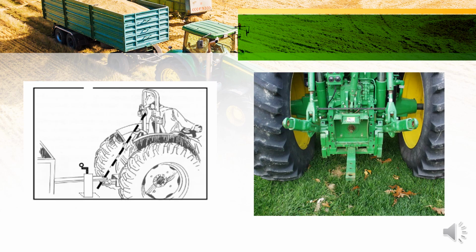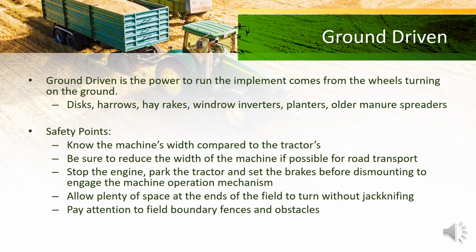So here is a diagram of somebody who is spotting to try to line up those holes. And again, here's a picture of the drawbar, and you can see the hole in it. Ground driving is when the power to run an implement comes from the wheels turning on the ground. Examples of this are your discs, your hay rakes, your planters, and some of your older manure spreaders.